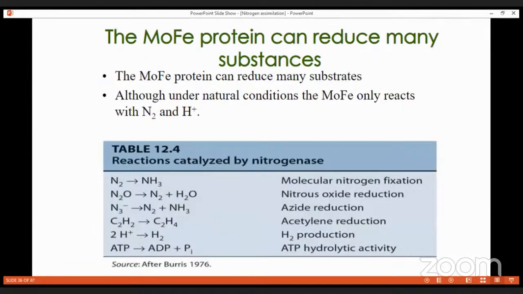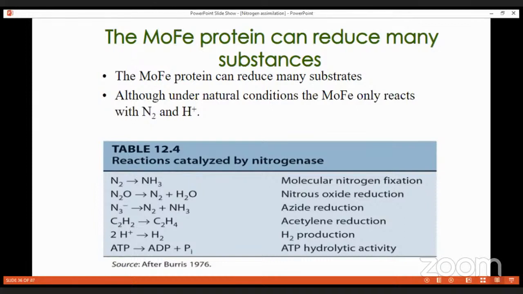So the MoFe protein can reduce many substrates apart from nitrogen. These are the reactions that can be catalyzed by nitrogenase. This is the simple reaction, molecular nitrogen fixation, nitrogen to ammonia. Then it can also reduce nitrogen compounds, like nitrous oxide reduction. It can also reduce nitrate into nitrogen, and the azide reduction. It can also form ethylene by reducing acetylene. Then it can also help in hydrogen production, as we have seen in biological nitrogen fixation as a byproduct. And it also hydrolyzes ATP.